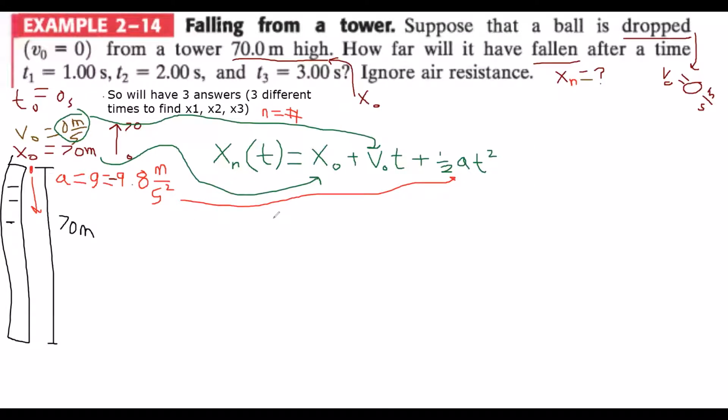So then that's going to become x of n, and this would probably technically be t of n. It's equal to 70 meters plus 0 plus 1/2. Remember that your acceleration is going to be negative because I defined my axis as 70 at the top.